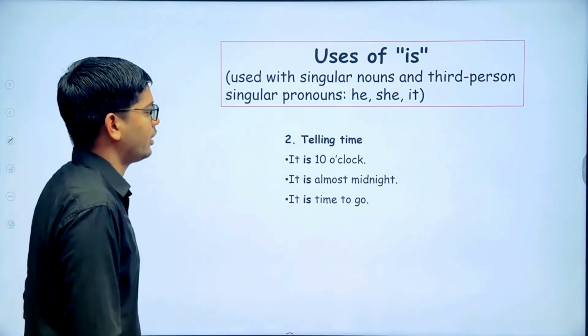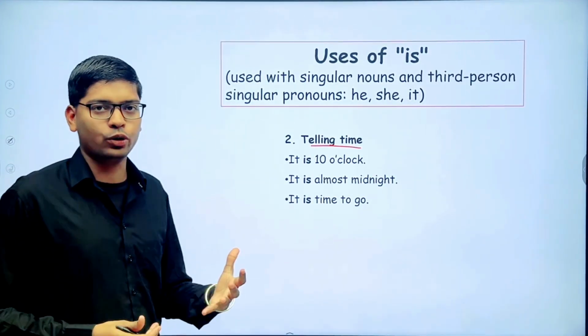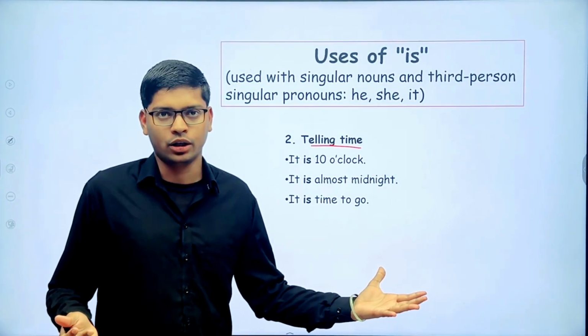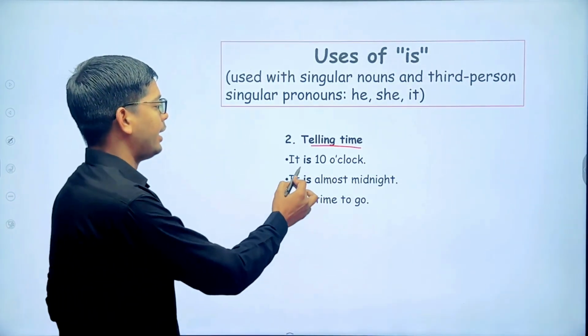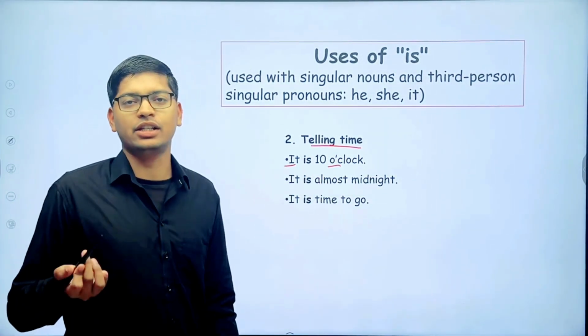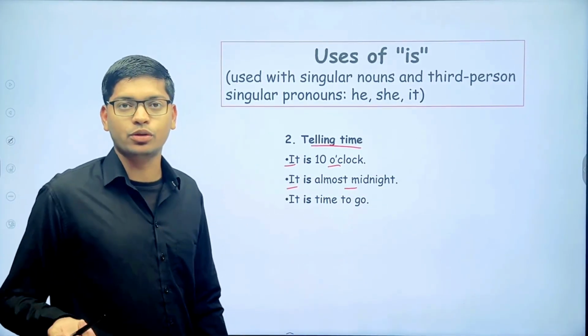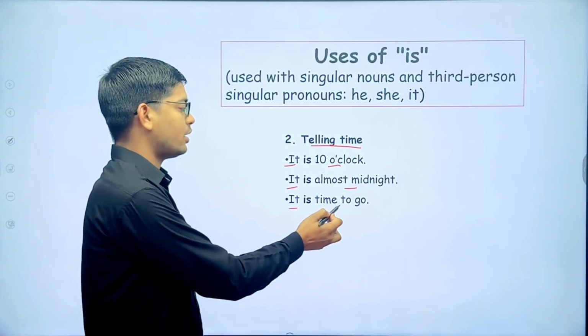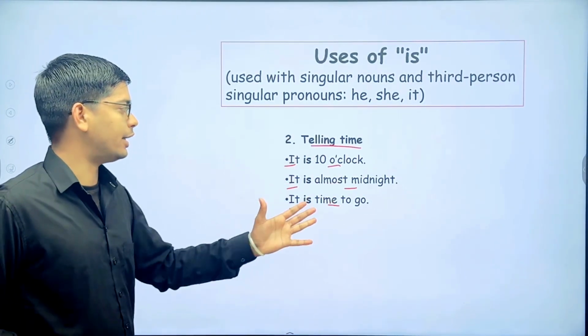Next use is telling about time. Whenever you talk about time, you can use is. For example, it is 10 o'clock. It is almost midnight. It is time to go. So you can use is.